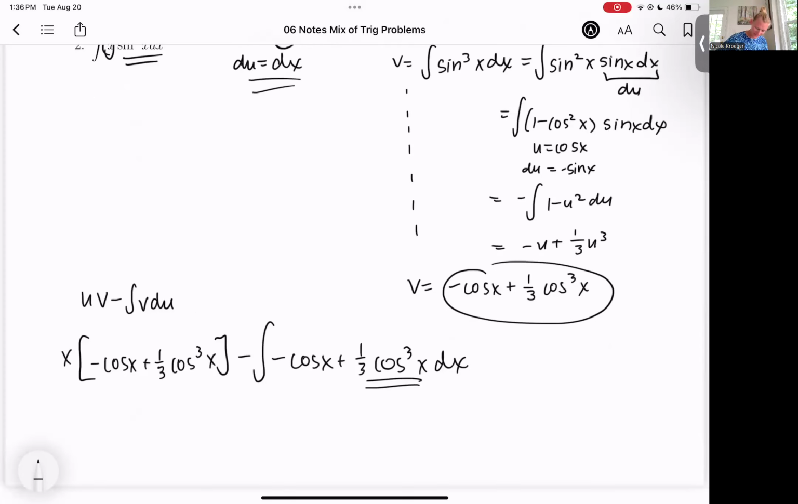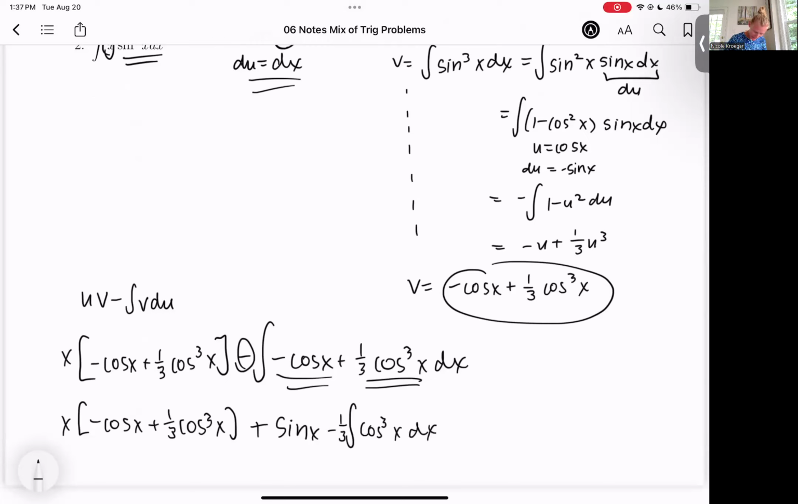So I'm going to repeat all of this. Okay, so I'm anti-differentiating negative cosine. That's going to give me negative sine, but I have an extra negative out here, so that'll be positive sine of x. And then I have minus 1/3 integral of cosine cubed x dx. Ooh, and I'm not going to have enough space for this. So now we still have to anti-differentiate this.